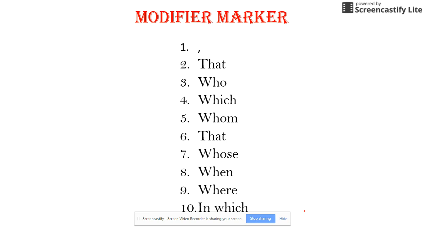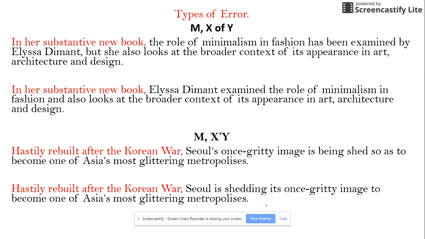Now, what should we look at? These are 10 points that GMAT tests in a modifier. So the first: wherever there is a comma, we should get alert whether it's a modifier error or not. So, comma, that, who, which, whom, whose, when, where. These all are modifier markers. Whenever these words are mentioned in the sentence, we should be very alert to check whether these words have been used correctly, properly or not.